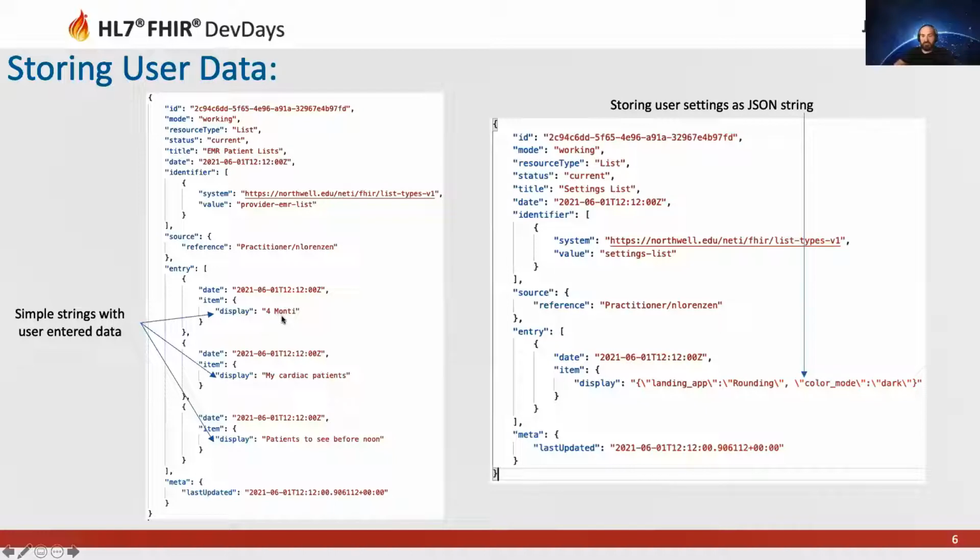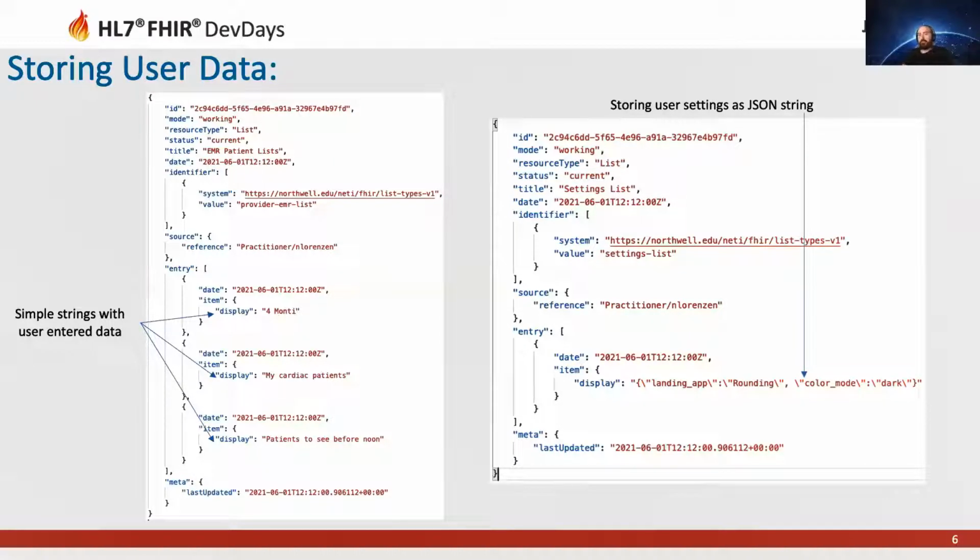I have Formonti, which is a unit within a Northwell facility. I have my cardiac patients and patients to see before noon. This is all sourced to me as the practitioner. And this is a really common example when we store thousands of these lists in our FHIR repo and update them constantly using patch resources and whatnot to basically cache the list of lists.